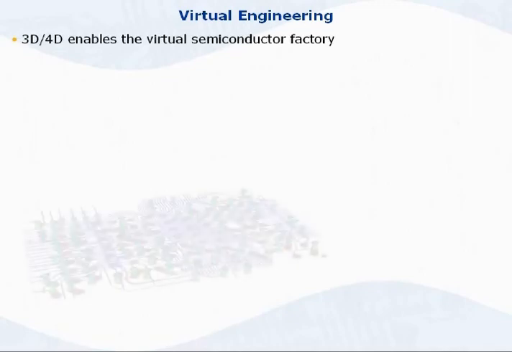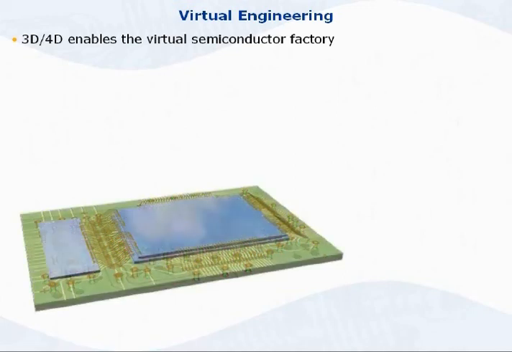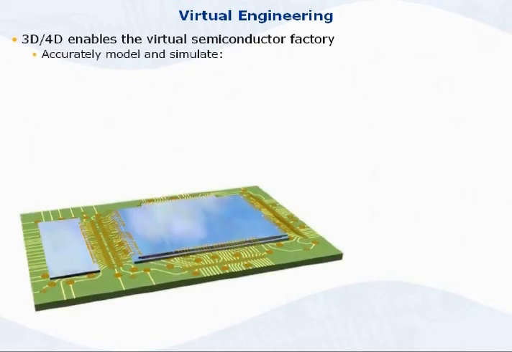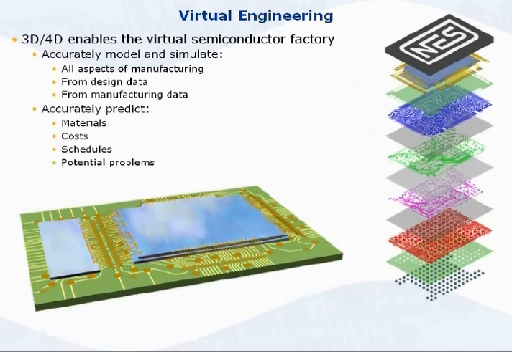Through the use of virtual engineering, 3D and 4D technologies enable next-generation semiconductor factory automation. To this end, our system provides the ability to accurately model and simulate all aspects of manufacturing and assembly, all characteristics of design information, and all characteristics of manufacturing information, and accurately predict material usage, detailed cost structure of the product, schedules, and potential problems.